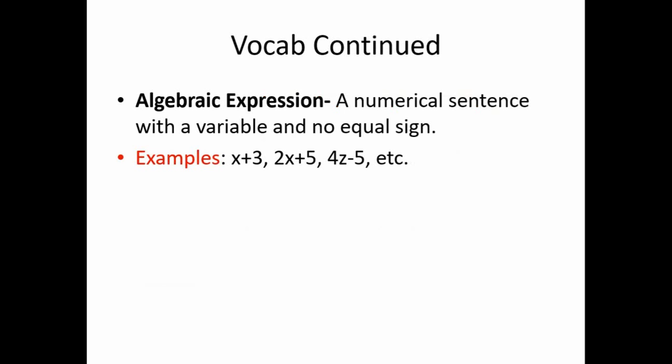The second vocabulary word is algebraic expression, which is a fancy way of saying that it's a numerical sentence with a variable and no equal sign. So an algebraic expression may have a variable and a constant, which is another number, or a coefficient, a variable and a constant, but it does not have an equal sign, and it has at least a variable, and it can have a constant tacked onto it, whether that be added, subtracted, multiplied, or divided, but it does not have to.